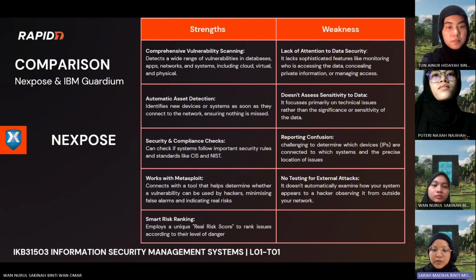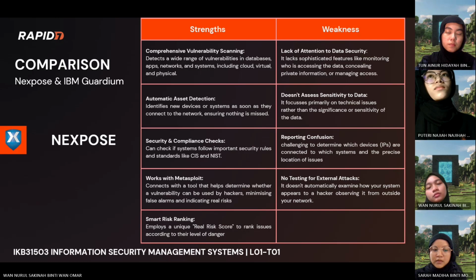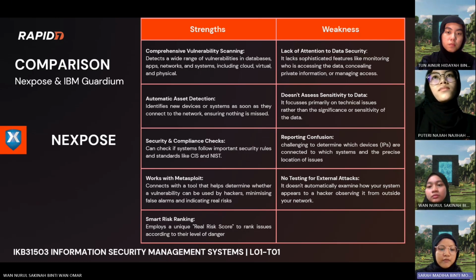The fourth one is works with Metasploit, which connects with a tool that helps determine whether a vulnerability can be used by hackers, minimizing false alarms and indicating real risk. And the last one is Smart Risk Ranking, which employs a unique real risk score to rank issues according to their level of danger, so that it considers the importance of the affected system and the likelihood that hackers will target it.